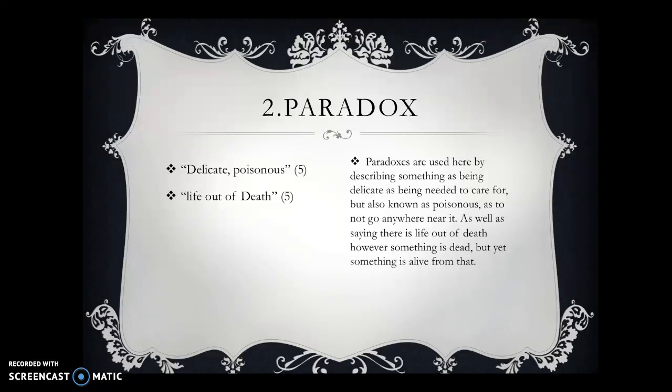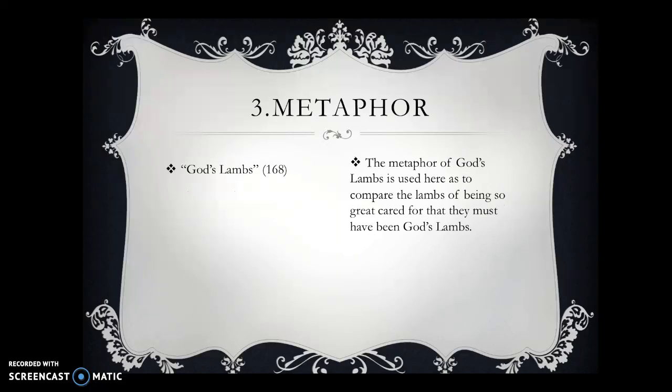the life out of death, as the paradoxes are used here by describing something as being delicate, as being needed to care for, but also known as poisonous, as to not go anywhere near it, as well as saying there is life out of death, however something is dead, but yet something is alive from that. Another literary device that's used is metaphor with God's lambs, as the metaphor of God's lambs is used here to compare the lambs of being so greatly cared for that they must have been God's lambs, as being the lambs above all.